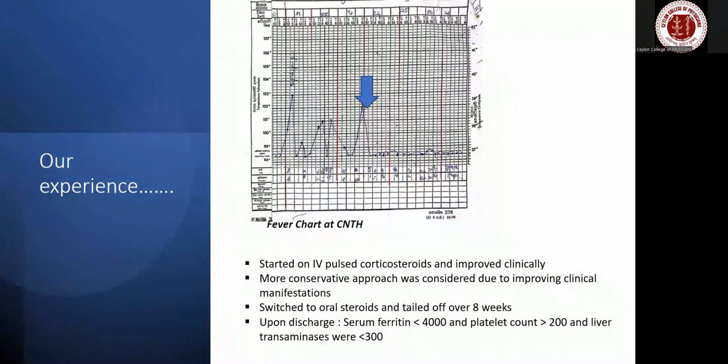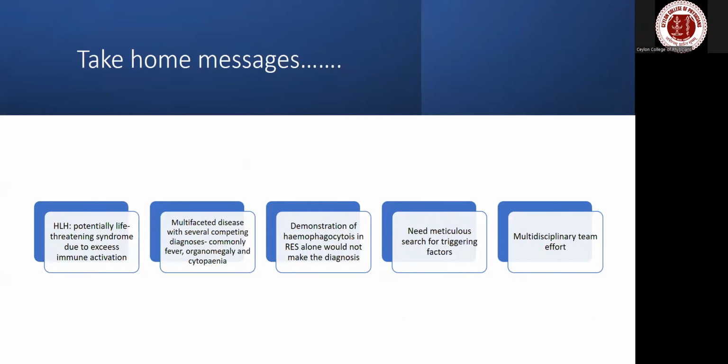Upon discharge, after 10 days of hospital admission, the patient's ferritin was less than 4,000, the platelet count was more than 200, and the liver transaminases were less than 300. So this was a success story from CNGH.